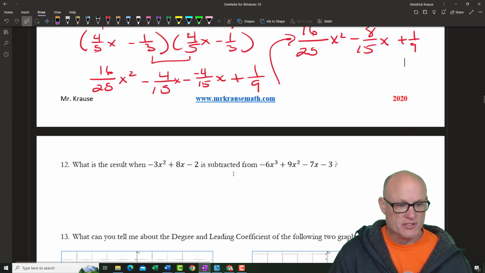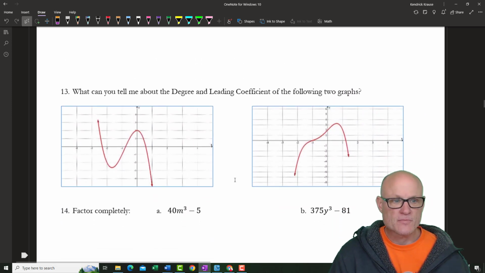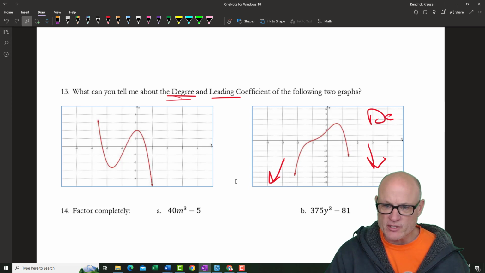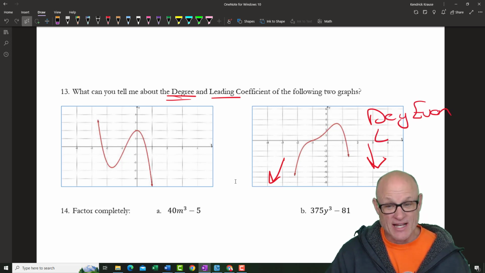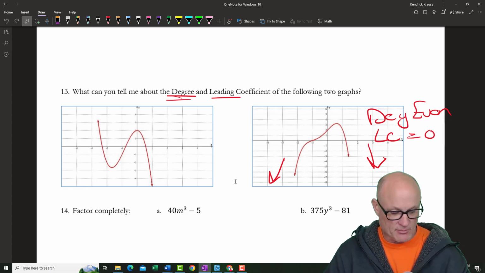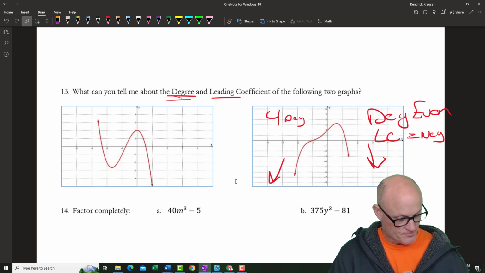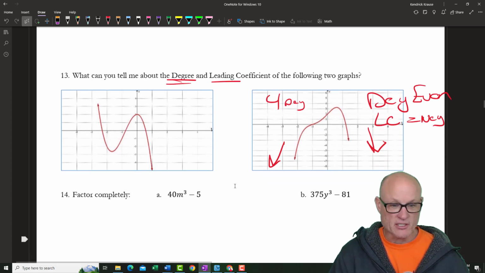Now we're going to go to 13b. What can this tell us about the degree and the leading coefficient of this one? Well, you notice it's pointing down. So that means the degree is even. That's all you can tell. And since they're pointing down, the leading coefficient is, not odd, but negative. More than likely, this is a 4th degree polynomial with a leading coefficient that's negative. Done. 13b is done.